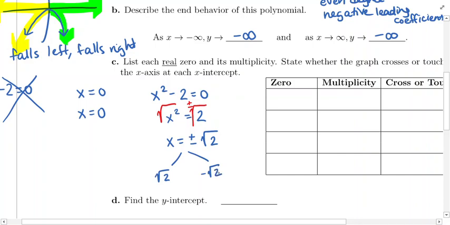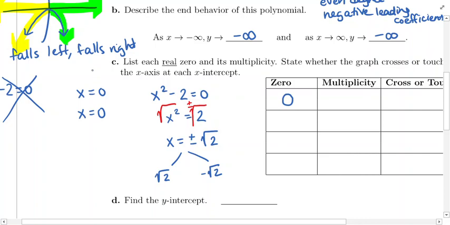Okay, if you put that in a calculator, that's about 1.414. Just leave it as the square root of 2. But when we do put it on the graph, you're going to have to know it's between 1 and 2. Okay, so let's go ahead and fill out the chart. The first x-intercept that we got was 0.